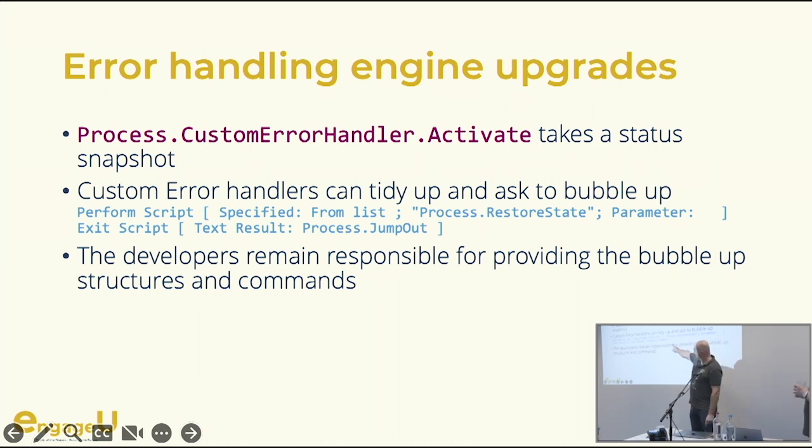And then the custom error handler will instruct the error engine to jump out. Right? We're still in the bubble up scenario where the developers have to provide the means for bubbling up. Okay, we can't do that automatically, but we already have the engine being instructed to do so. Right? So let me just present an example. I hate to throw scripts into presentations, but here I really can't go any other way.